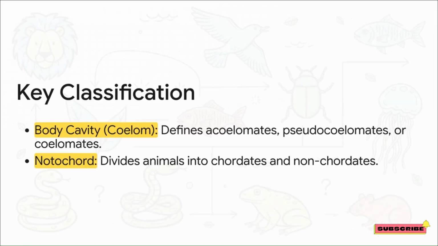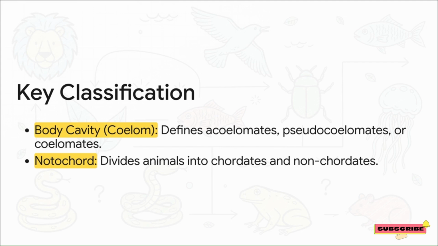All right, now stick with me, because these next two are absolute game changers. First, there's the body cavity, or coelom. It's basically the internal space between the body wall and the gut. Do you have one? Is it a true one or a false one? It's a huge clue about an animal's design.